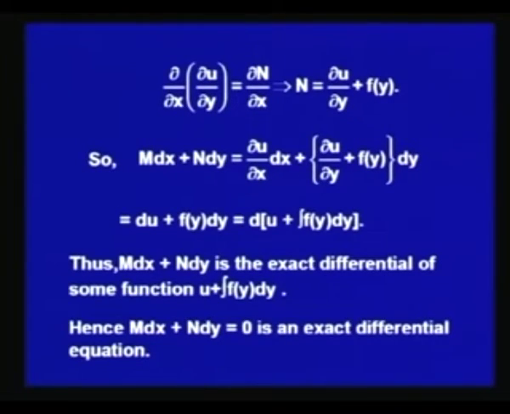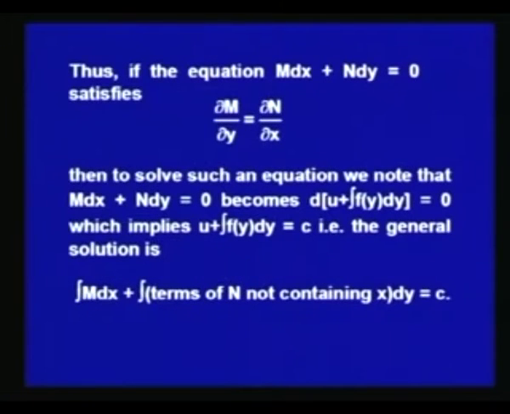Now, ∂u/∂x dx plus ∂u/∂y dy can be written as du, and we have du plus f(y) dy as the right hand side, which is equal to the differential of u plus the integral of f(y) dy, and thus we have shown that M dx plus N dy is the exact differential of some function u plus the integral of f(y) dy, and hence M dx plus N dy is an exact differential equation. So, this is the proof of the theorem.